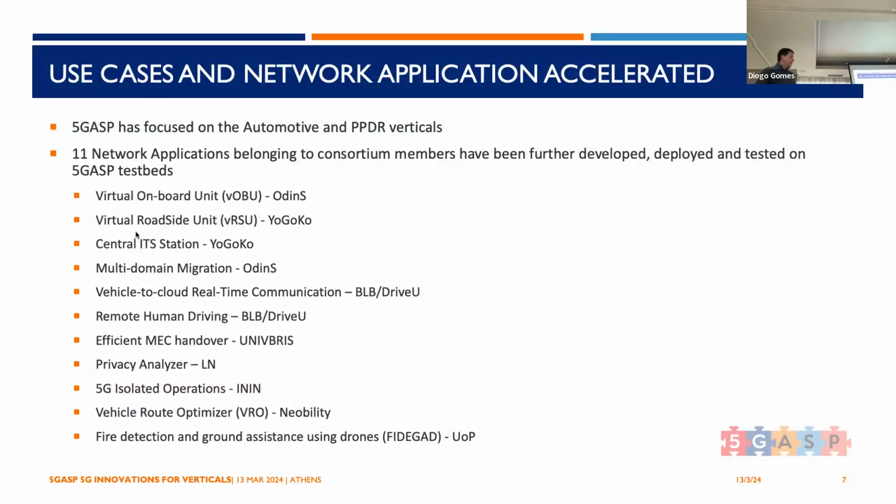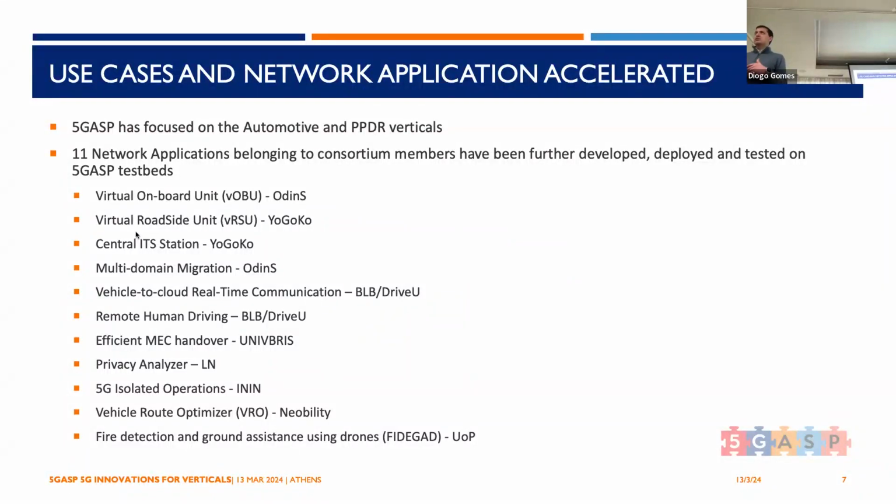And this can be easily identified from this list of network applications. So we have an application on virtual onboard unit, VOVO from Odense. We have virtual roadside unit from Yogoko, a central ITS station from Yogoko, and a multi-domain migration network application also from Odense. We have vehicle to cloud real-time communications from BLB and DriveU, and remote human driving also from BLB and DriveU. So you have just over there half being automotive network applications.